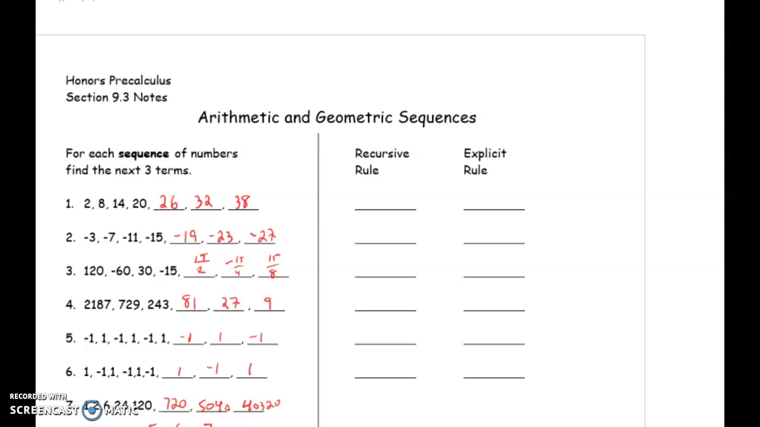If you haven't done so already, please pause the video and take some time to see if you can find the next three terms in all the sequences that are listed on the front page.